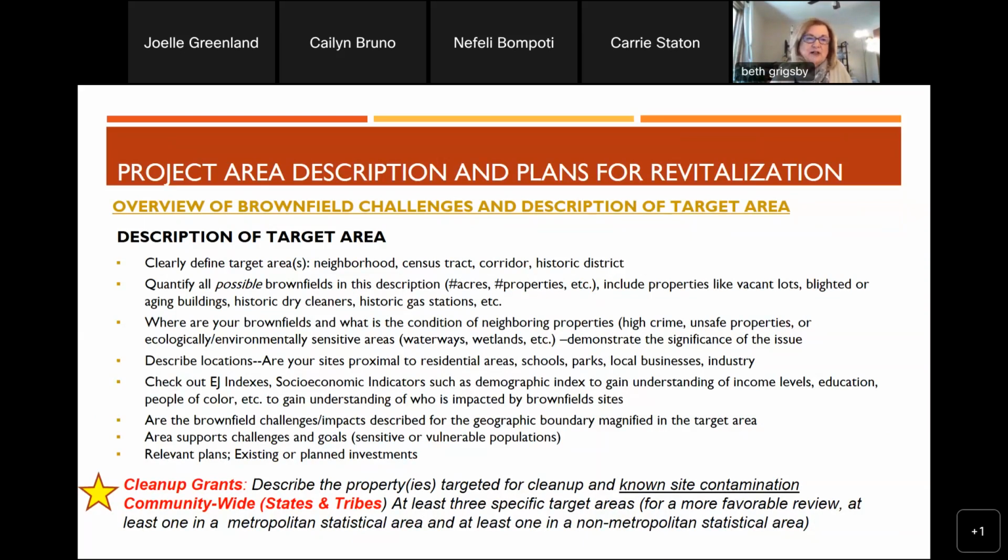Clearly define your target areas. Quantify all the possible brownfields you can in this area. They are potential; they don't have to be on a list. And then describe the location. Are they proximal to a residential area? Well, how proximal? Are they 100 feet? Well, that's an issue. Check out your EJ indexes, your socioeconomic indicators, etc. Are the brownfield challenges and impacts described for the geographic boundary magnified in the target area? That was something I was hoping to bring out with the discussion on city versus block group. Next slide, please.